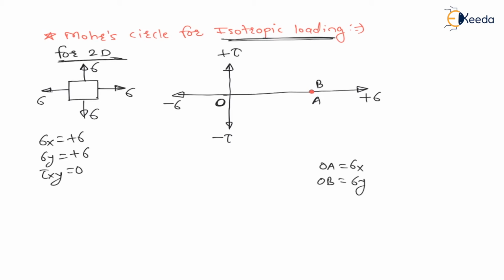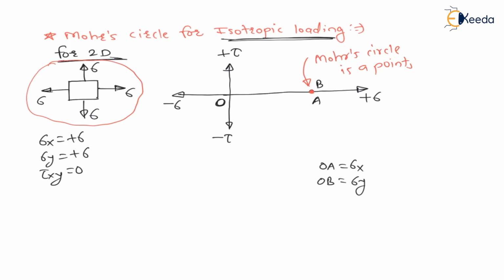Now with this as a center we have to draw a circle. Therefore Mohr's circle you will find as a point. Mohr's circle here is a point only. Mohr's circle is a point, right? This is very important. Therefore for isotropic loading Mohr's circle is a point, and as the loading is tensile, Mohr's circle is a point on the right side.